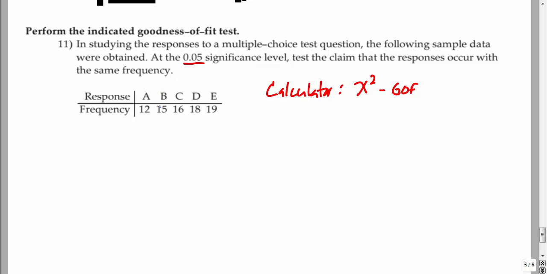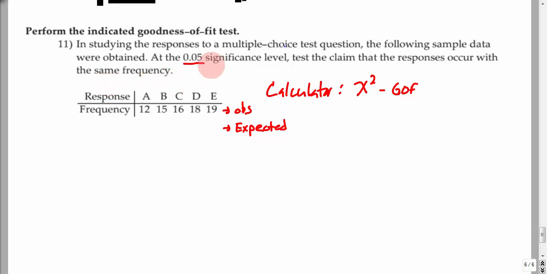So we have a multiple choice test, and the options are A, B, C, D, and E. And it looks like to me E was answered more frequently than any other. 12 was answered the least frequently. These are my observations. So these are my observed. What I need to do is to come up with my expected.